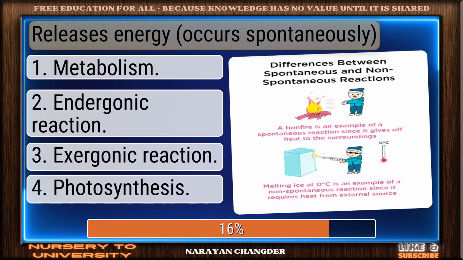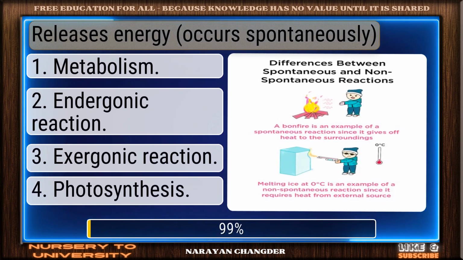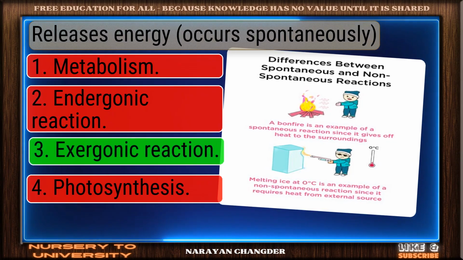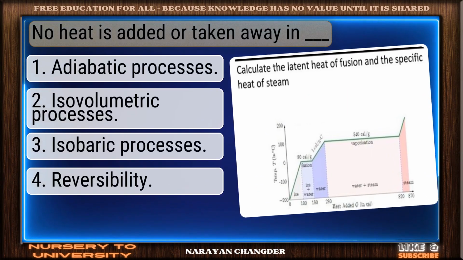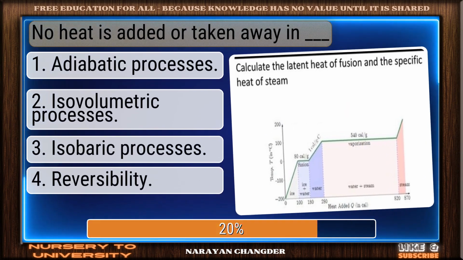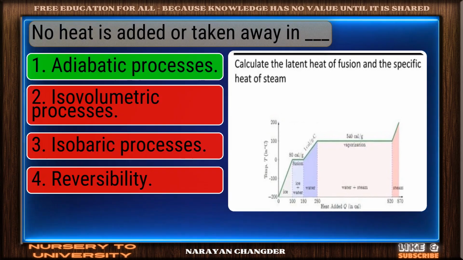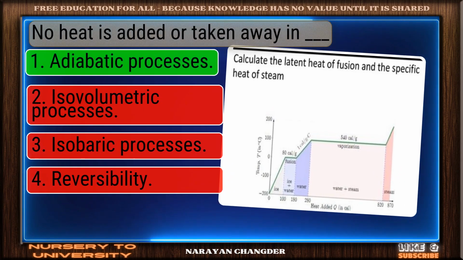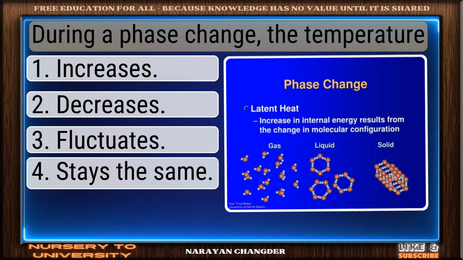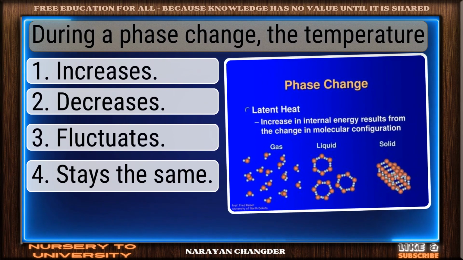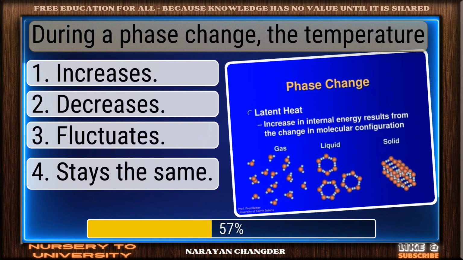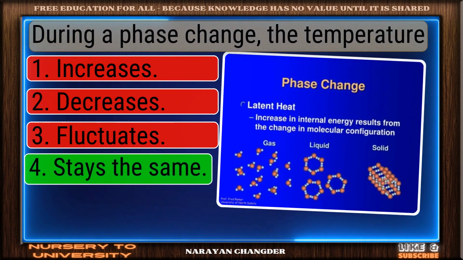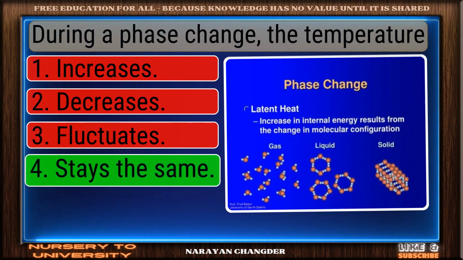Releases energy? Nicely done. Exergonic reaction is a solid answer. No heat is added or taken away in dash. Nice selection. Adiabatic processes is the correct and valid answer. During a phase change, the temperature. Great job. Stays the same is the accurate answer.